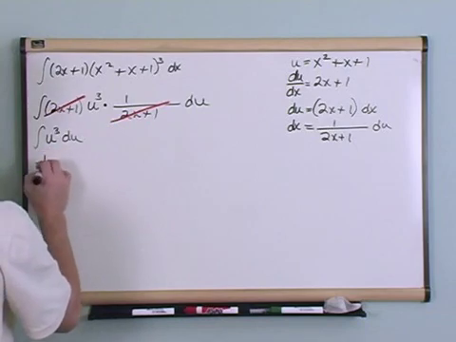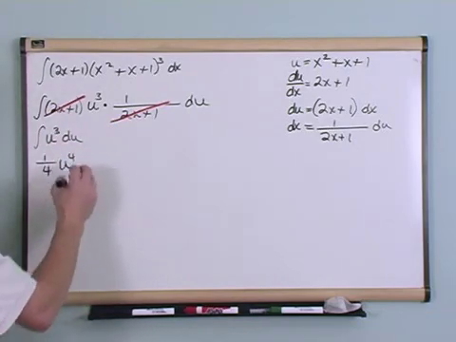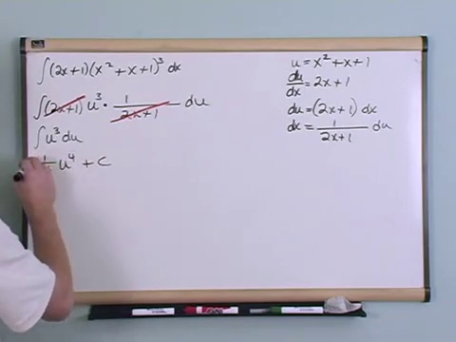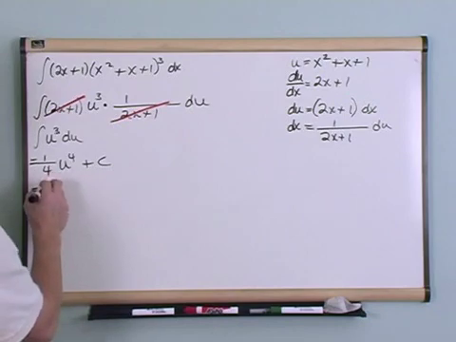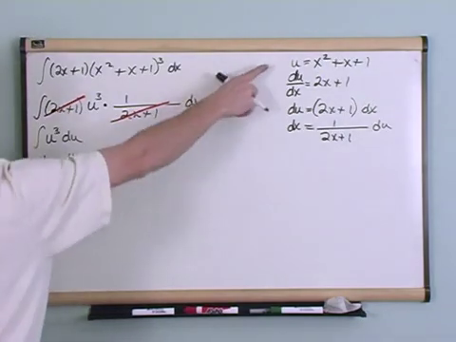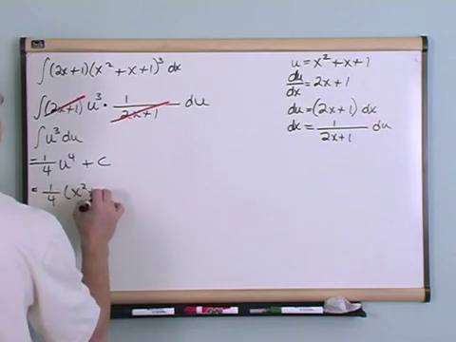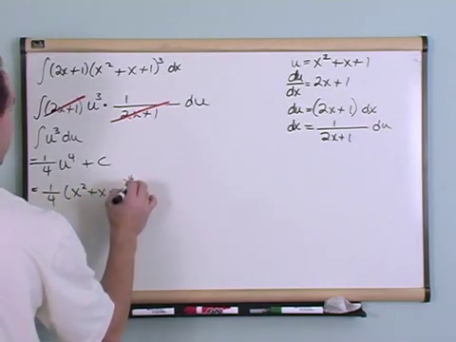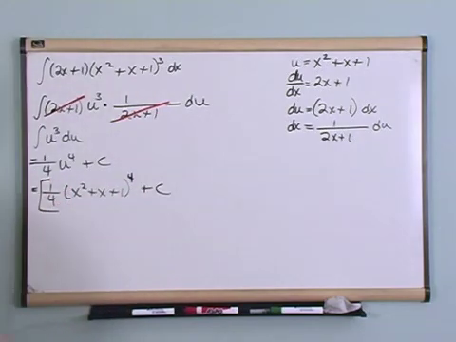So we'll have 1/4, 3 plus 1 is 4, u to the 4th power, plus a constant, right? And we don't want to leave our answer in terms of u, so u is equal to this. So what I'll have is (x squared plus x plus 1) to the 4th power plus c. And that should be my answer. You see what I'm saying here?